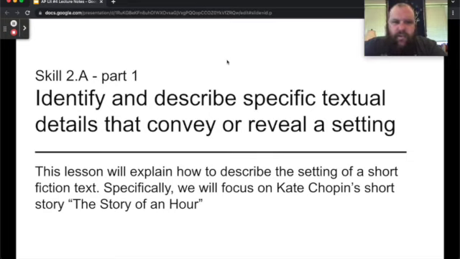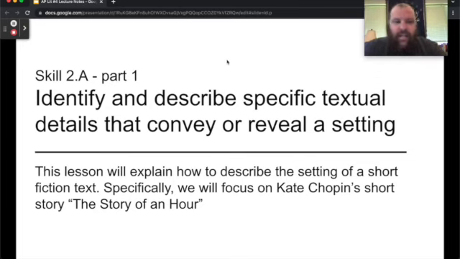Today we are going to talk about identifying and describing specific textual details that convey or reveal a setting. So we've talked about character in the last few lectures. The next place that we go in the AP Lit curriculum is setting. All right, looking at the setting.